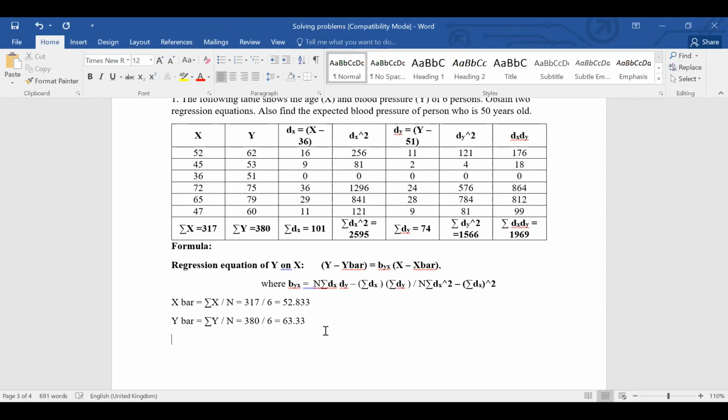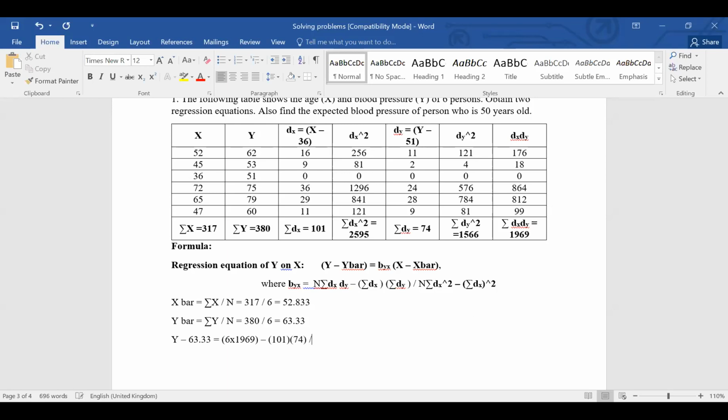We have to use the formula: y minus y bar, which is 63.33, equal to b of yx into (x minus x bar). And b of yx is what? N into summation dx dy minus summation dx into summation dy. So n is 6, into summation dx dy 1969, minus summation dx, 101, into summation dy, 74.